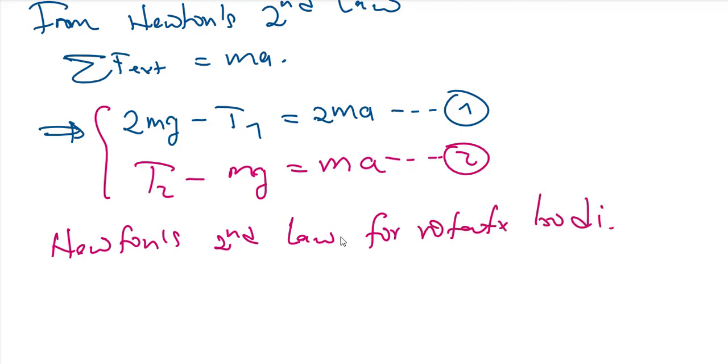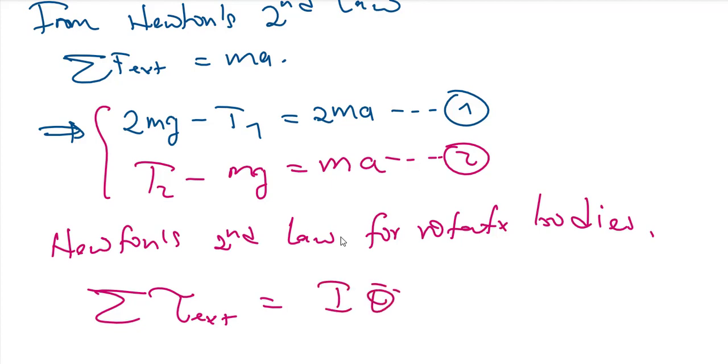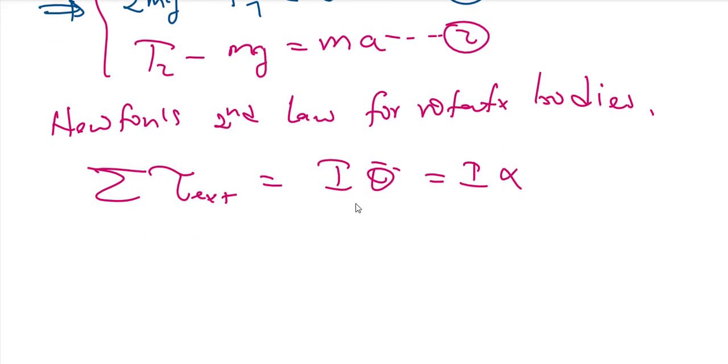What do we have? That the sum of the external torque should be equal to I times theta double dot. In other books you will see them as I alpha or J theta double dot. It's the same thing, where I there is the moment of inertia of our pulley and theta double dot is the angular acceleration.